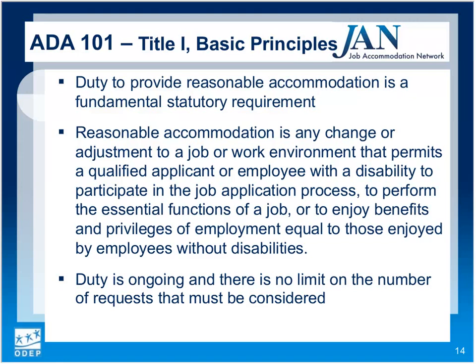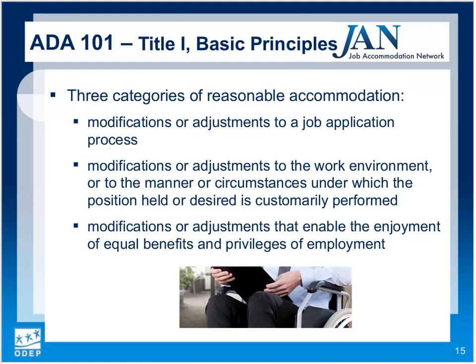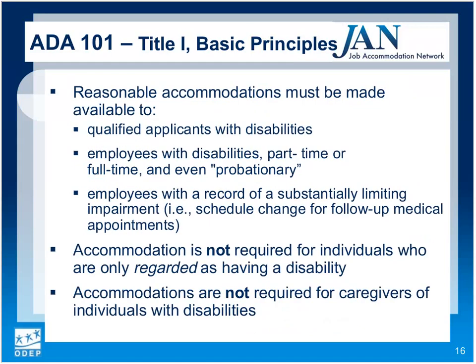And there are 3 categories of accommodation. So let's take a look at that. It can include modifications or adjustments to a job application process. So like I talked about earlier, that life cycle when you're starting at the very beginning, it might be an interpreter for an interview or testing modifications. It can be modifications to the work environment, like installing an automatic door, providing accessible parking, or maybe a change in how the work is customarily performed, where the job might be restructured, equipment might be needed, that kind of thing. Or it can be modifications or adjustments that enable the enjoyment of equal benefits and privileges of employment, like access to a cafeteria or break room or participating in training, et cetera. So there are lots of situations where an accommodation might come in.